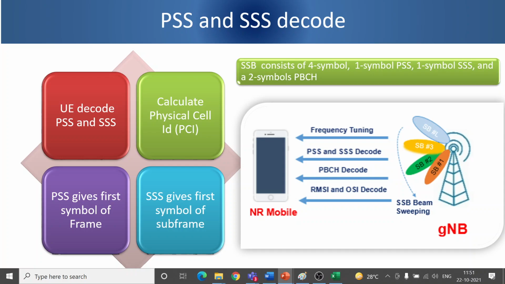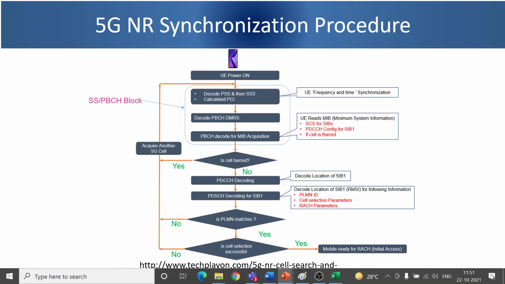So once it has synchronized in frequency and time, it will be able to go for the next step, where it can decode the broadcast channel and then further decode the remaining system information and other system information. So basically, in a flow, if you look at it, when a user equipment is powered on, right? It scans the frequency.